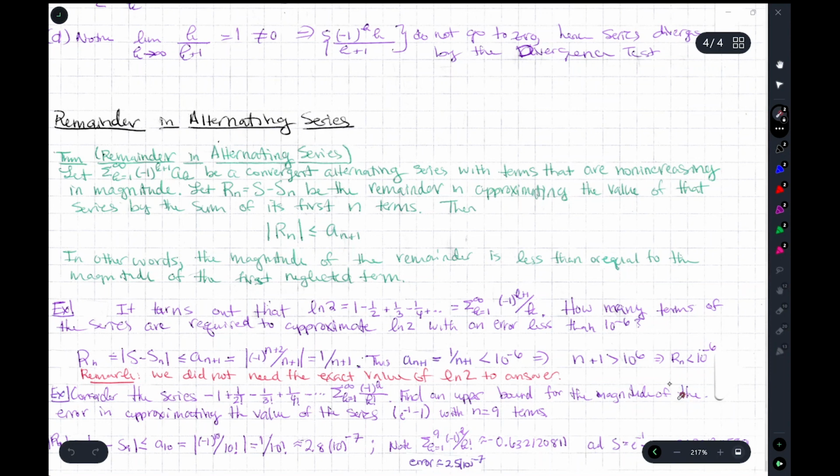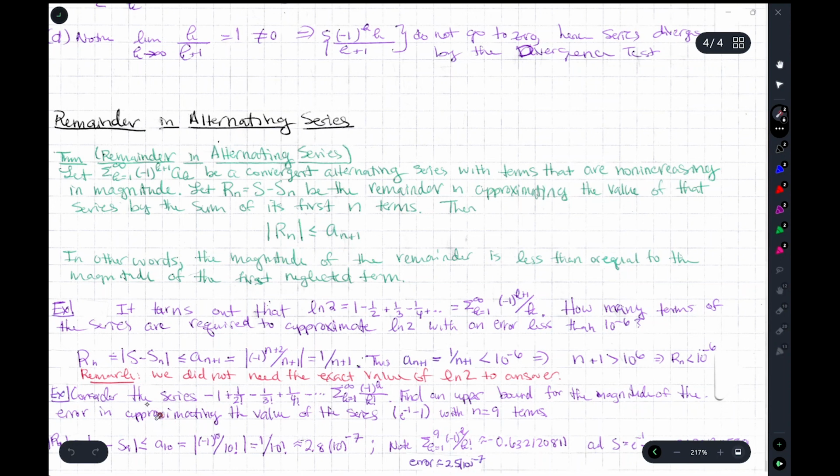Okay, so if you sum the first million terms and you get a number, you could write that the actual series is equal to that number plus or minus 10 to the minus 6. So it's within that bound of error. Remark: we did not need the exact value of natural log of 2. So we didn't need to know what natural log of 2 is to know that after summing a million terms, the error is going to be less than 10 to the minus 6.